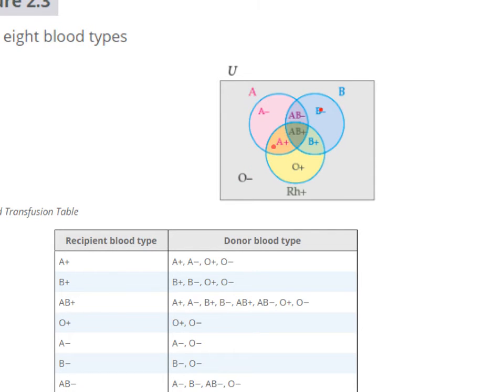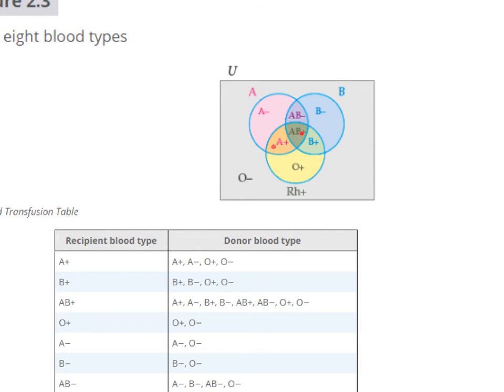We can do another one. How about B negative? What could donate to B negative? Well, B negative, no other circles overlap with it except for O negative. So if you're B negative blood type, the only type of blood they can give you is B negative and O negative. Notice every single person can receive O negative blood type, so that's called the universal donor because everyone can receive O negative blood.